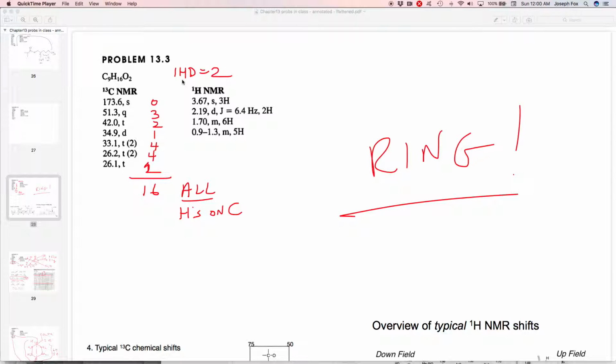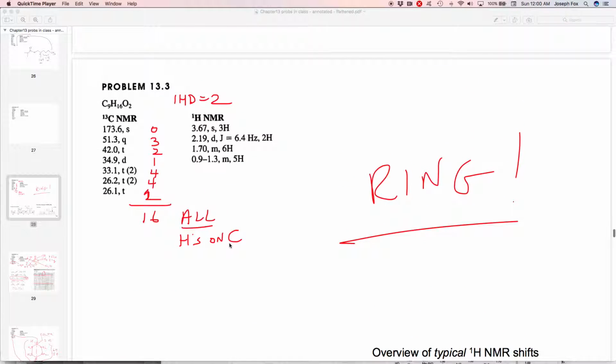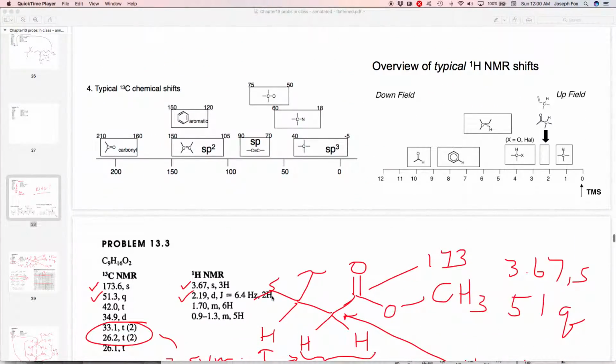We also notice that we don't have any other alkene type functionality. If we had an alkene or a carbonyl, we would be expecting something between 100 and 200 ppm, and we just don't have that. So that tells us that we're going to have a ring as well. All right, so we have a ring and we have an ester.